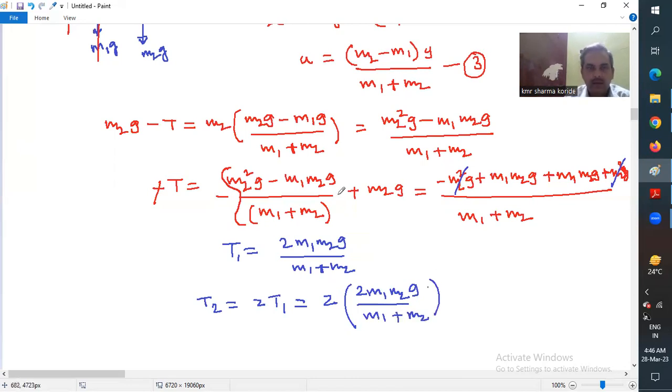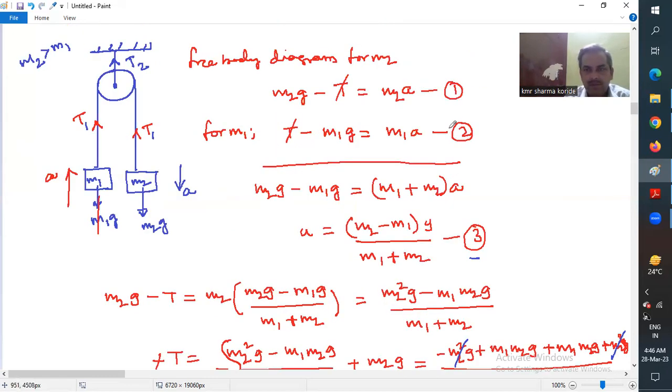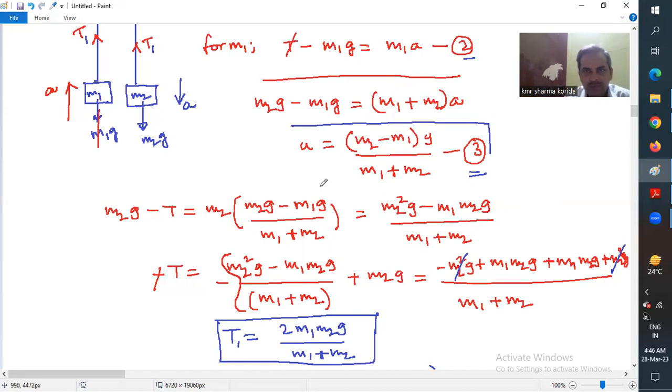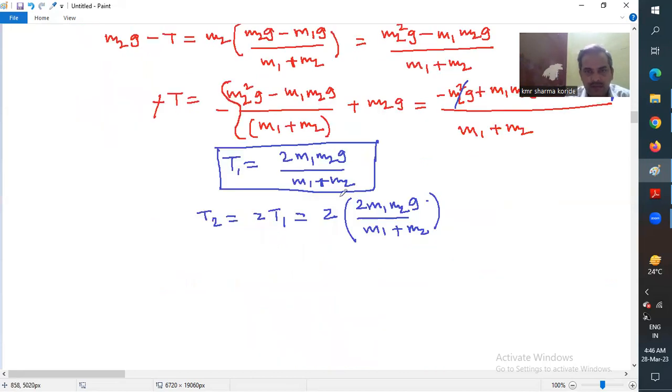You can even substitute the same acceleration equation in equation 2, and you'll get the same tension equation like this only. So you can expect numericals on these two steps, even on this also.